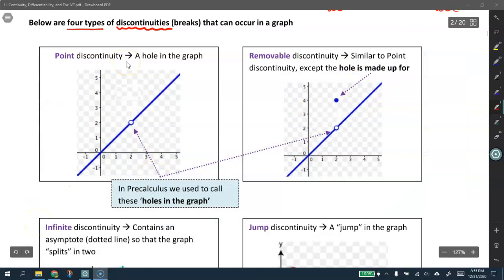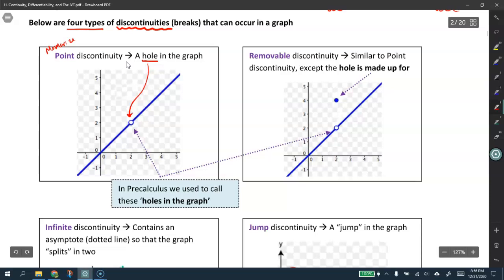So the first type of discontinuity is called a point discontinuity. Now in a point discontinuity, what essentially happens is you'll notice that there is a hole in the graph. Okay, so there's a hole right there in the graph. This is called a point discontinuity. Make sure that you memorize this word, point discontinuity, because the AP exam does ask it specifically, what type of discontinuity is it, all right?